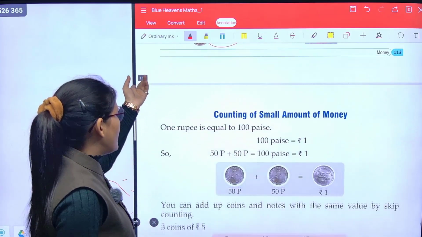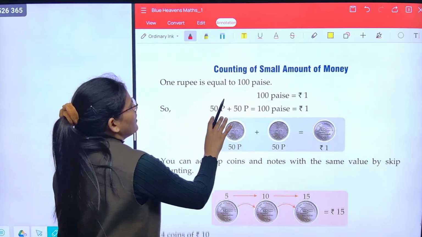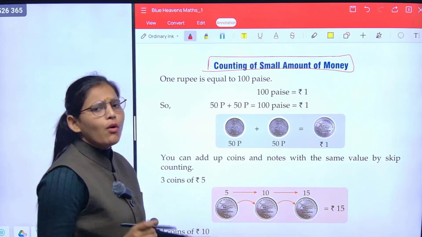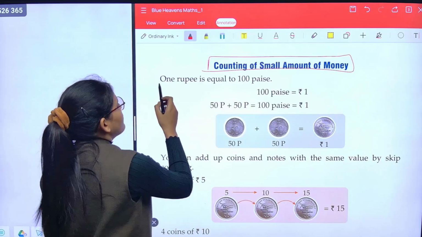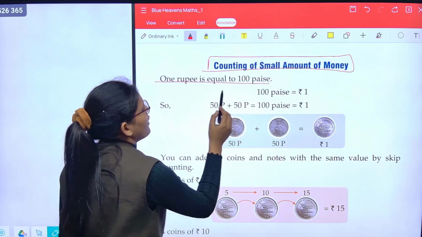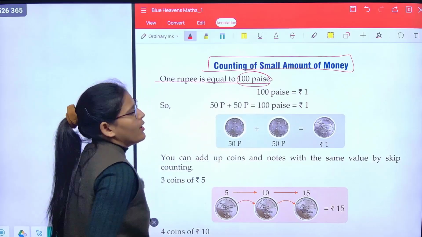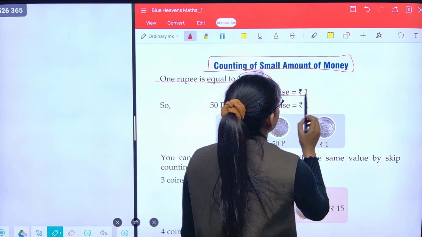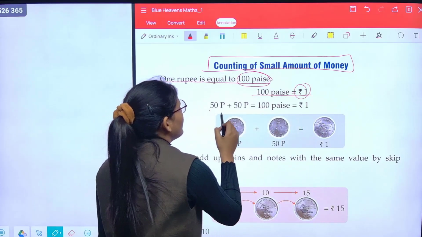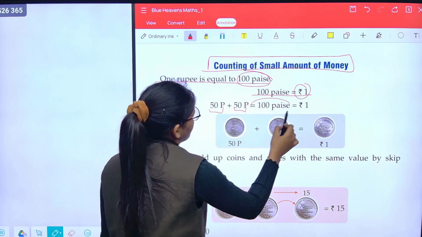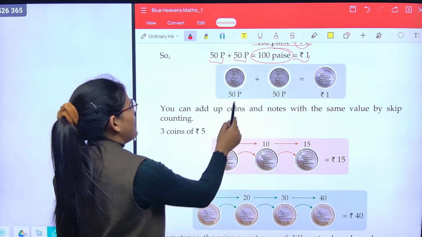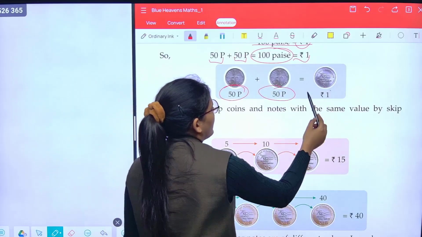Understand? Now class, counting of small amount of money. Now class, 1 rupee is equal to 100 paise. Class, 1 rupee में कितने पैसे होते हैं, 100 पैसे होते हैं ना क्लास. 100 paise is equal to 1 rupee. Now 50 paise, 50 paise, 100 paise, 1 rupee. Understand?